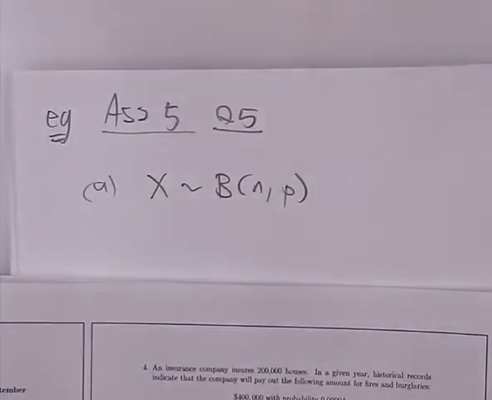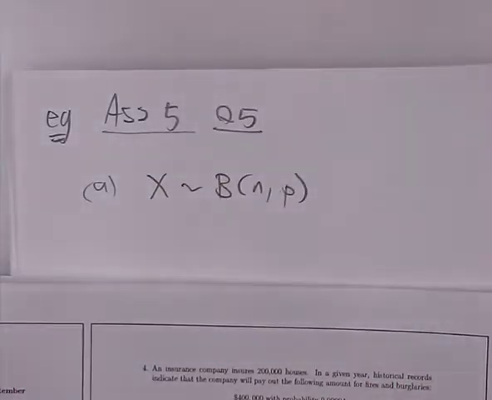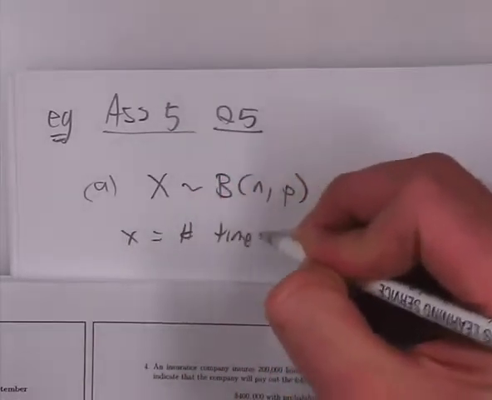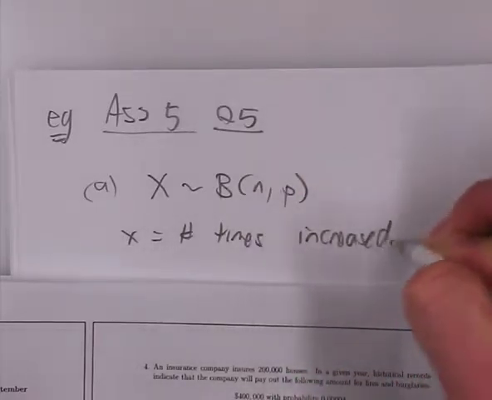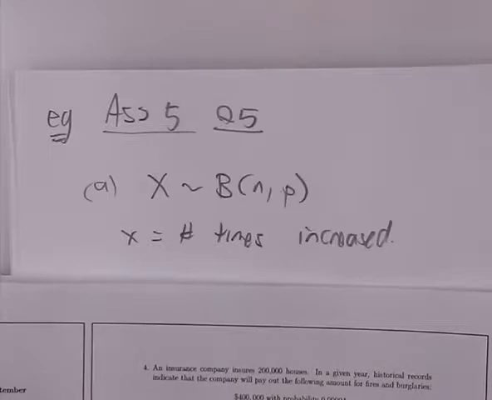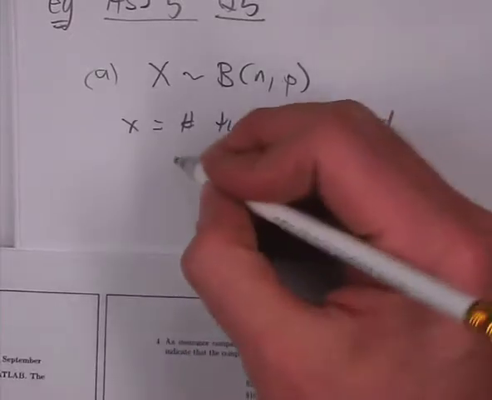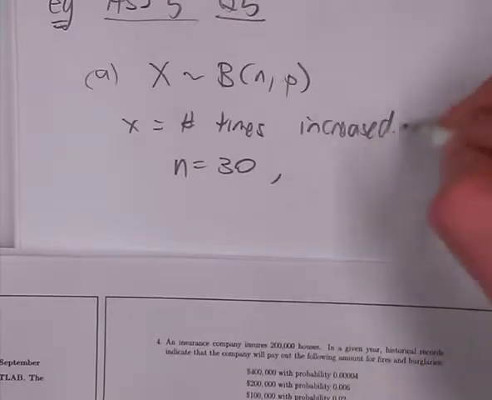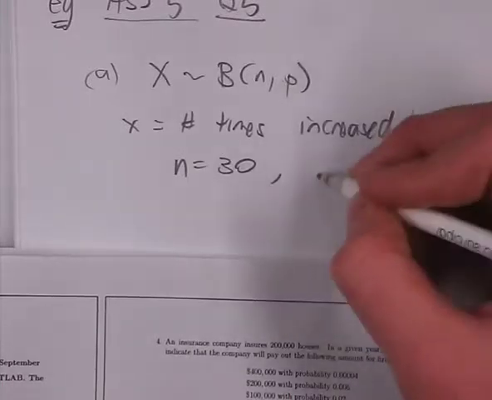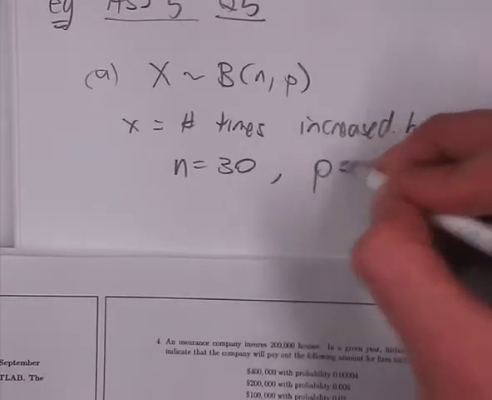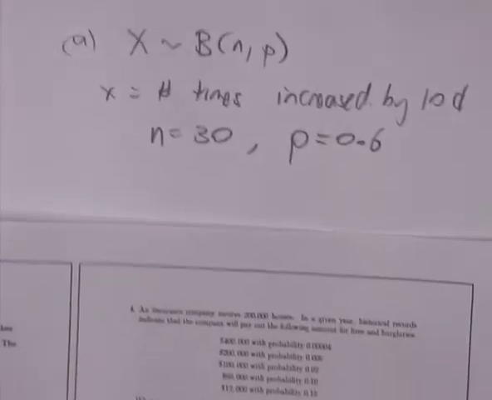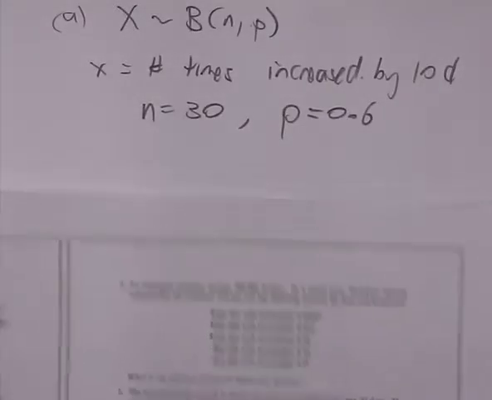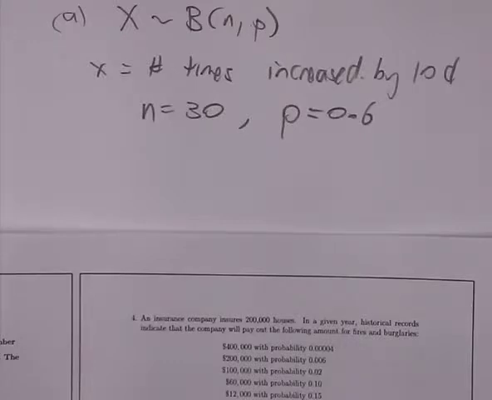So what we could do is we could count. Binomial has to come about from counting something because the answers have to be whole numbers. Okay, so I can say, well, X is the number of times it increased, maybe. So you need to count the number of times something happens. And so you've got 30 trials, and the chances of it going up by 10 cents was 0.6. Okay? Cool. All right.